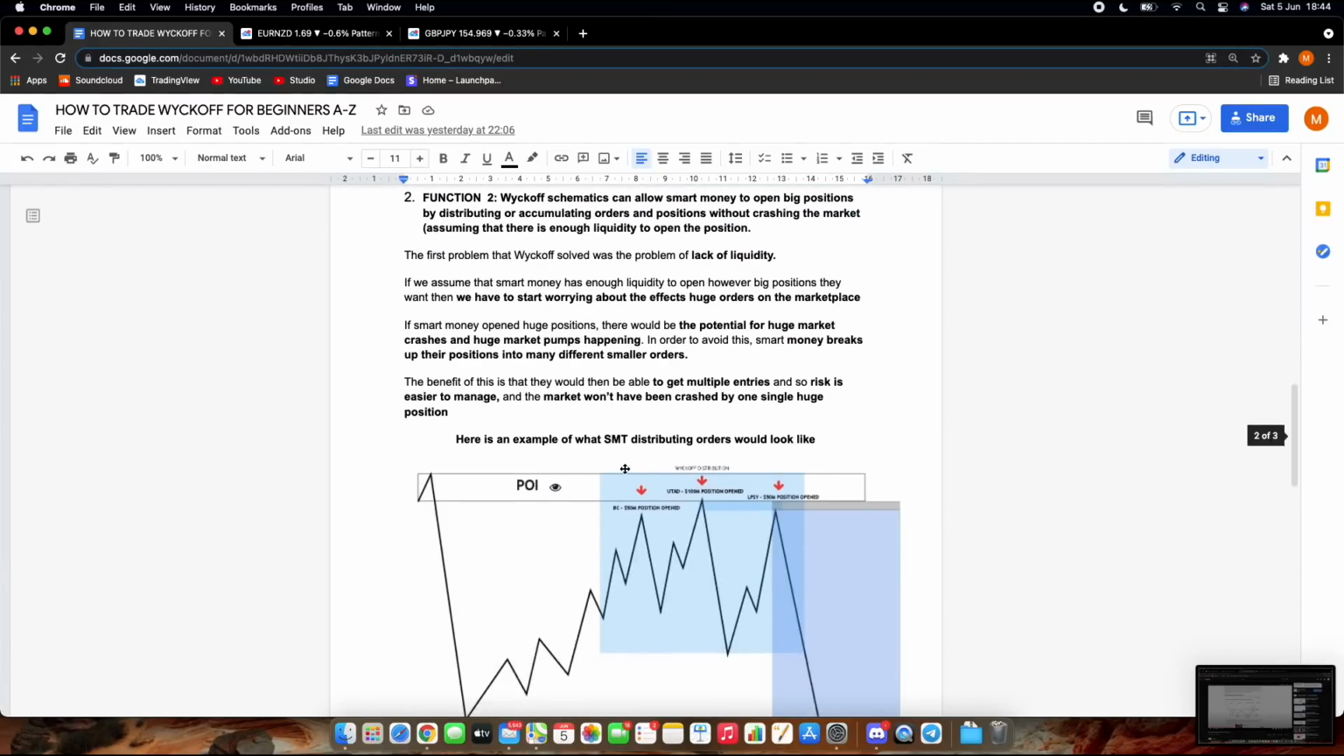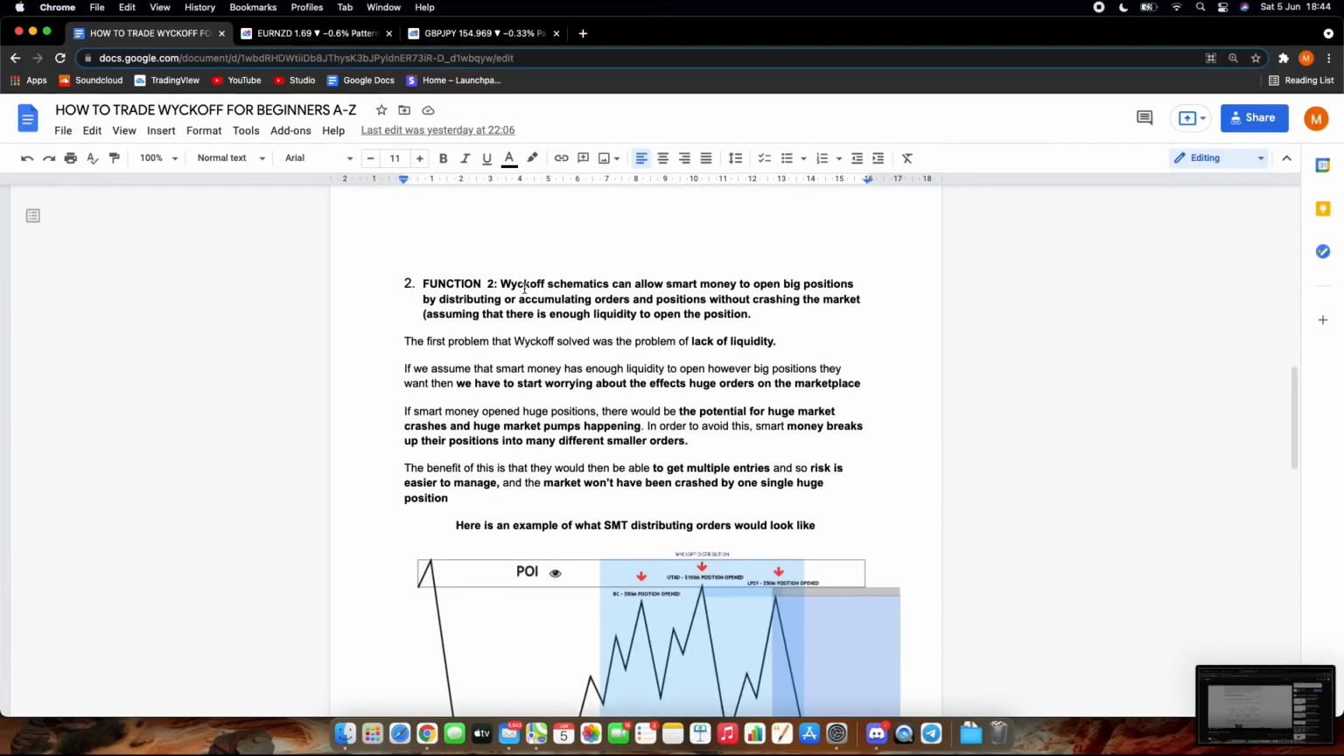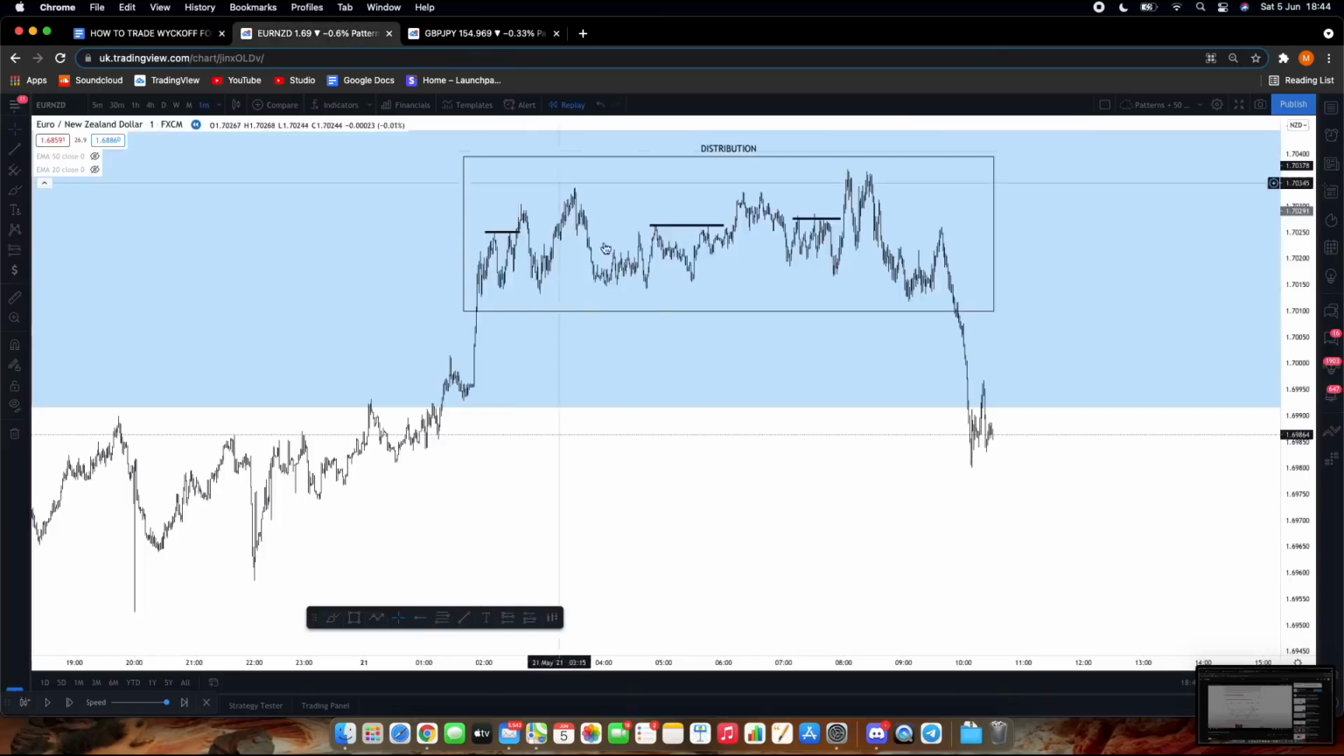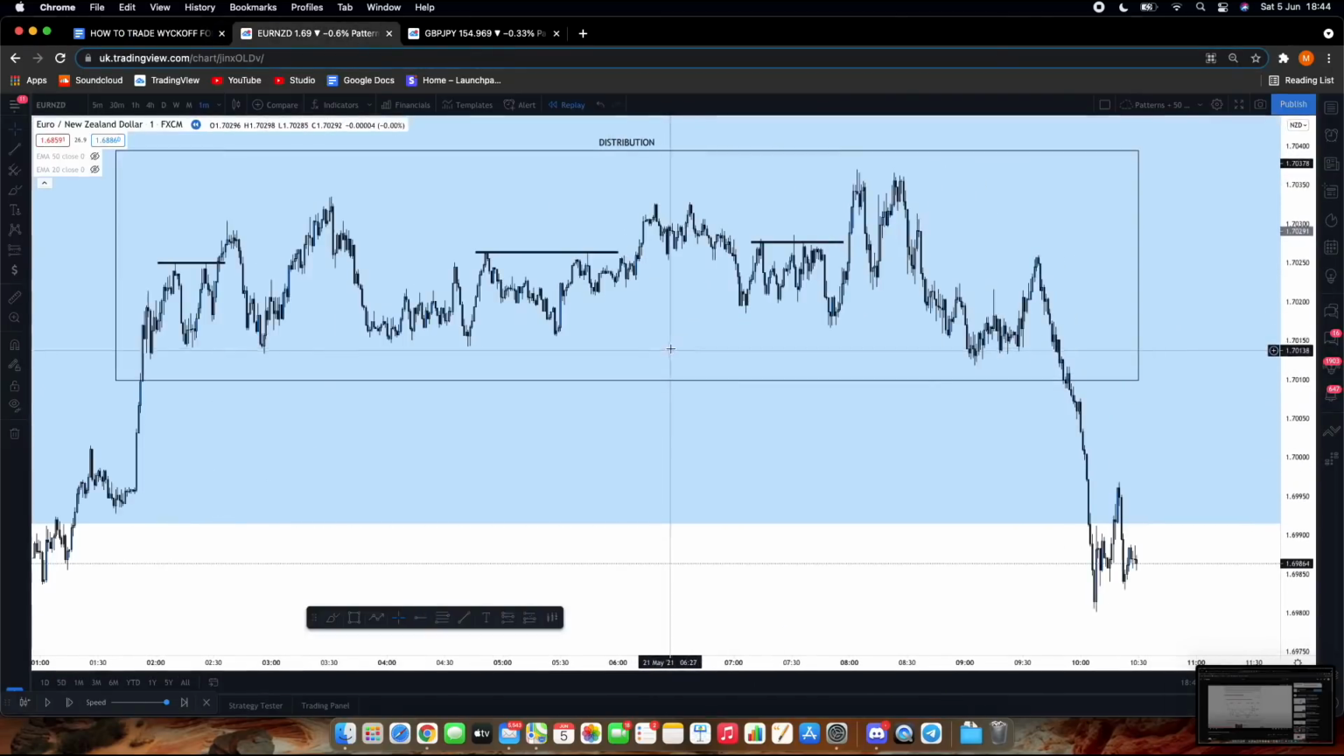The second thing that Wyckoff does, I'll read this out word for word again: a Wyckoff schematic can allow smart money to open big positions by distributing orders and positions without crashing the market, assuming that there's enough liquidity to open a position. What do I mean by that? I mean, you'll notice here that smart money has multiple opportunities to sell this market. They can sell this market here, here, here, and even here. So smart money has multiple opportunities to sell this market.